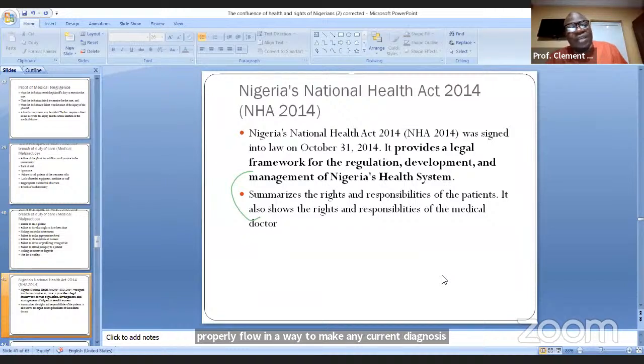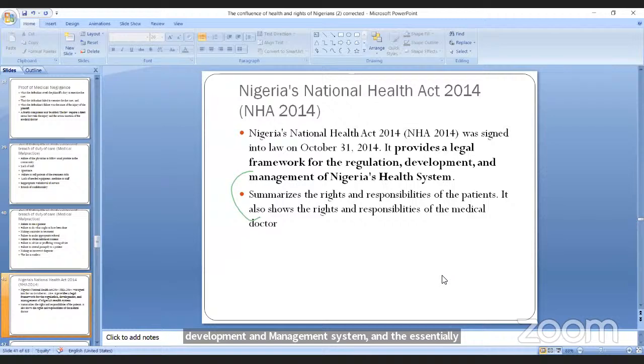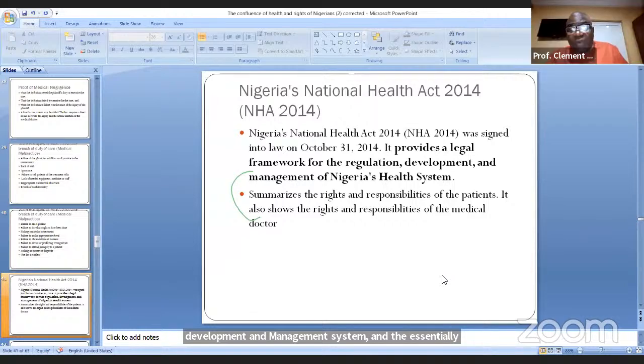Nigeria's National Health Act of 2014, we are looking at the various sources of law, was signed into law on October 31st, 2014. It provides a legal framework for the regulation, development, and management of Nigeria's health system. And it essentially summarizes the rights and responsibility of the patient. It also shows the rights and responsibility of the medical practitioners.